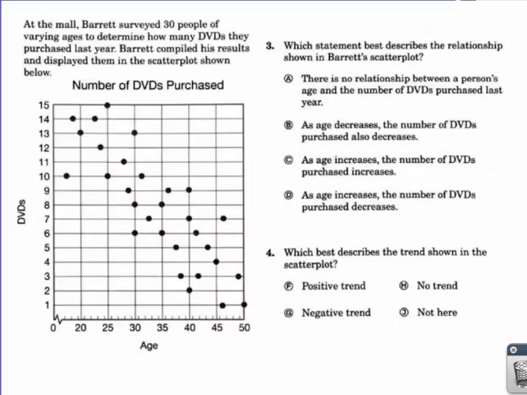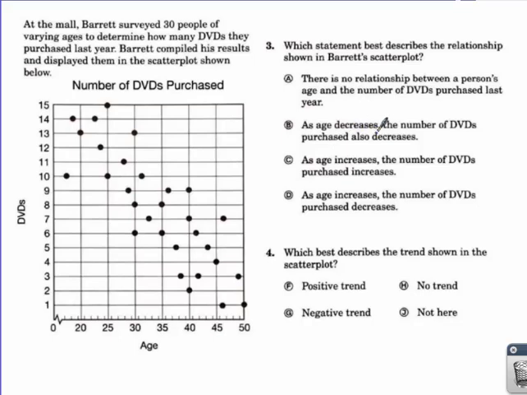Okay, so let's look at question 3 and 4. At the mall, Barrett surveyed 30 people of varying ages to determine how many DVDs they purchased last year. Barrett compiled his results and displayed them in a scatter plot shown below. So in this one, it looks like it's going downhill some. As age increases, the number of DVDs people buy decreases. So number 3, which statement best describes the relationship shown in Barrett's scatter plot? A, there is no relationship. Well, no, it does appear that there is a relationship, not a real strong one, but there does appear to be one.